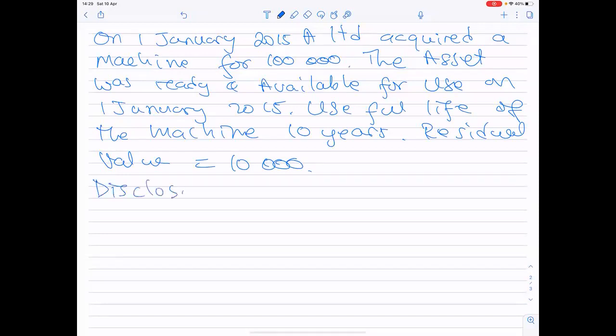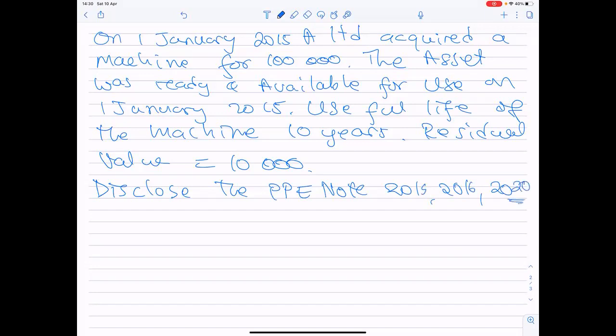Disclose the PPE note for the year 2010, 2011, and 2020. Let's write that one down.